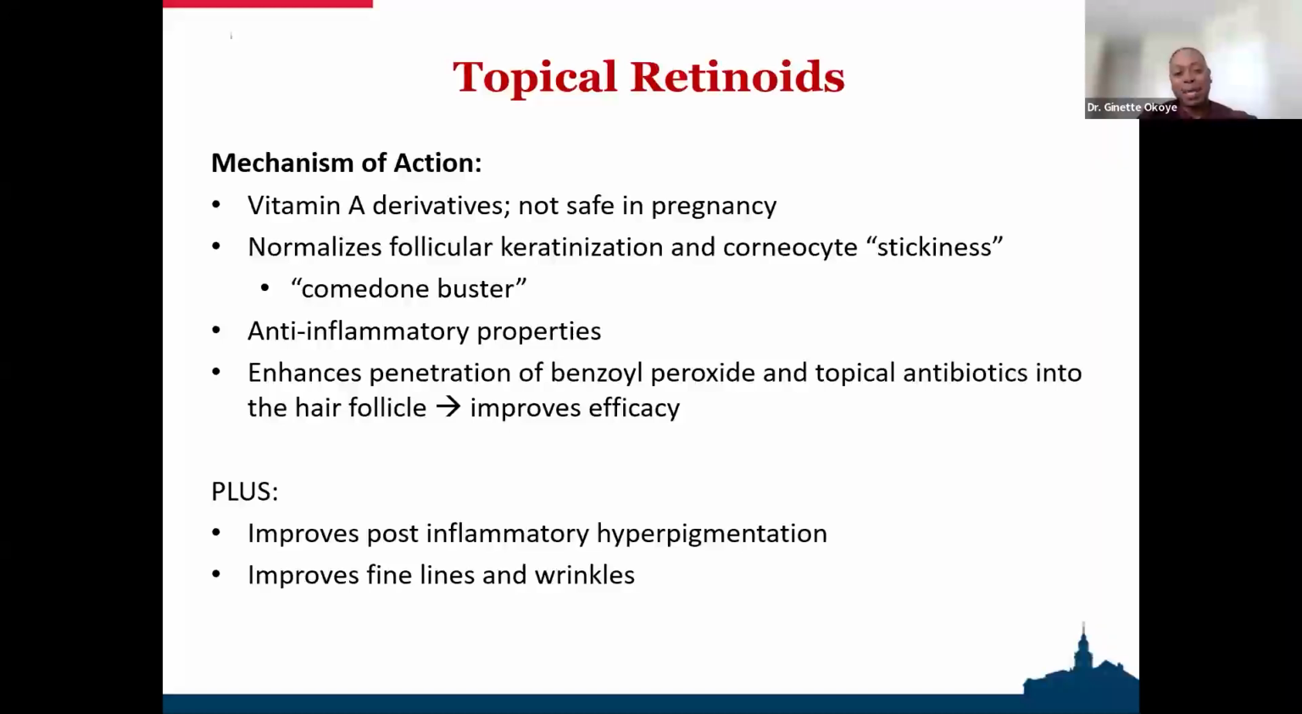But in addition to that, they are anti-inflammatory and they enhance the penetration of our other acne medications into that hair follicle. So they overall improve the efficacy of all of your acne therapies. Additionally, topical retinoids treat hyperpigmentation. So if your patient is at risk for hyperpigmentation or they already have hyperpigmentation, you definitely need to get them on a retinoid to attack both issues.